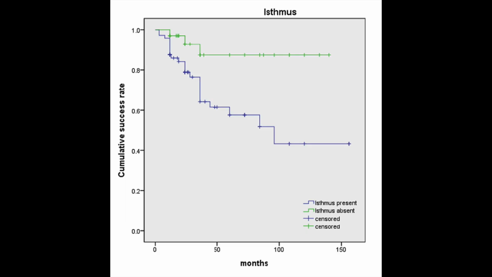The analysis revealed that the cumulative survival rate after surgery was 61% after 4 years when an isthmus was present and prepared, and the survival rate after 4 years was 87% when an isthmus was absent and unprepared, which was significantly higher than that of isthmus present teeth.